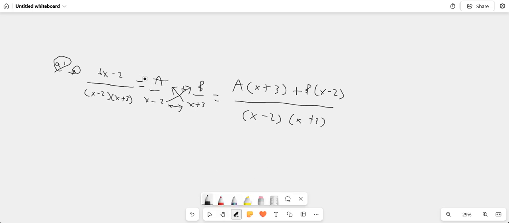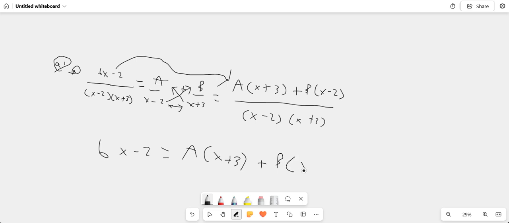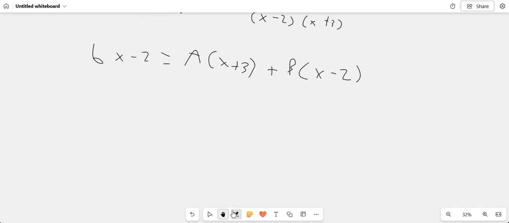Now what you're going to do is, since the bottom is the same the whole time, and since this whole thing is equal to that, and that's equal to that, we just combined it, the top here is equal to the top here. So I can say that 6x minus 2 is equal to A open bracket x plus 3 close bracket, plus B open bracket x minus 2, yeah? Alright, save. So now what, yeah? We got that there.